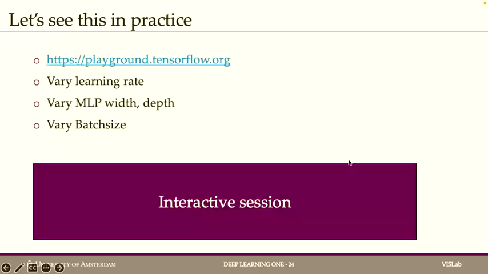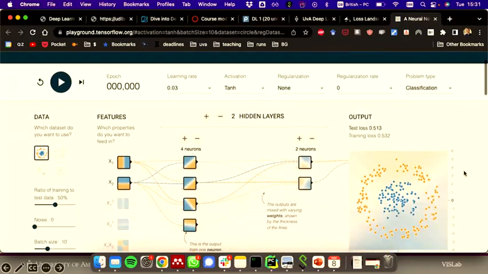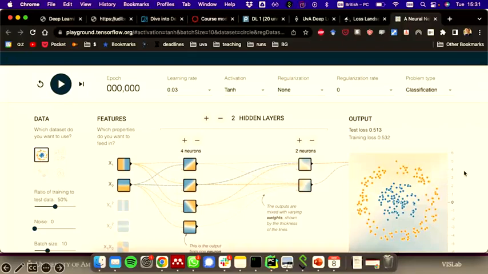All right, so we can play around with another tool now, which is called Playground from TensorFlow. How many of you have seen this one already? All right, so quarter, half. So I'll be fairly brief.